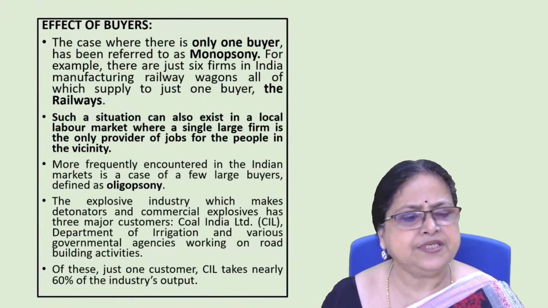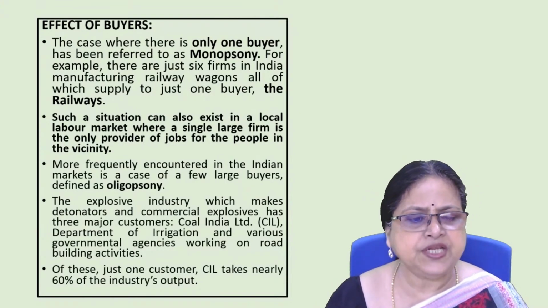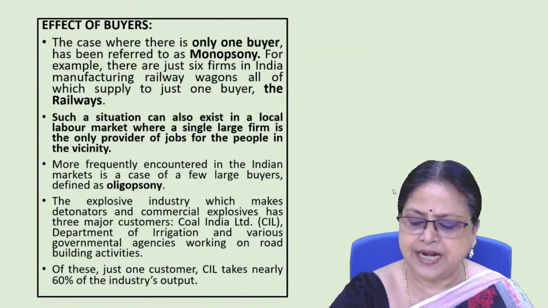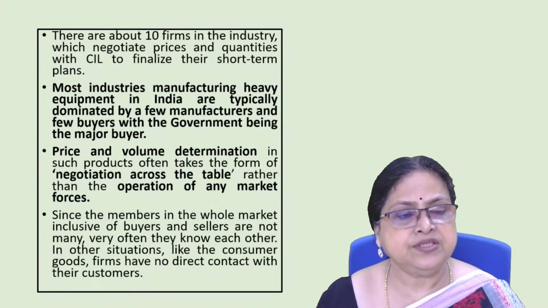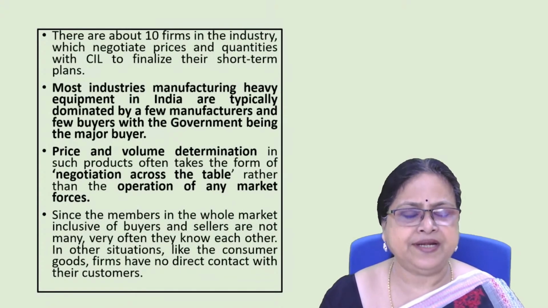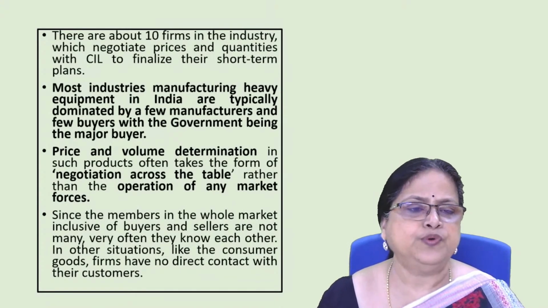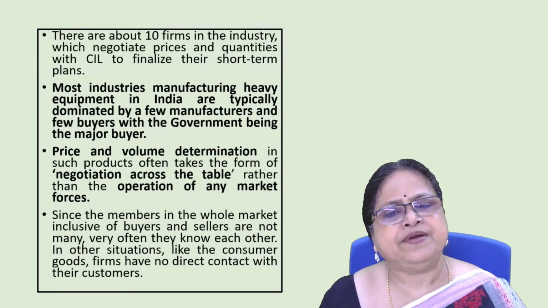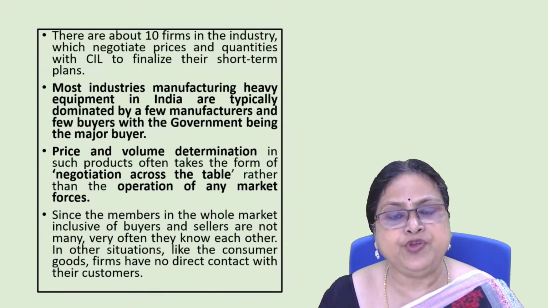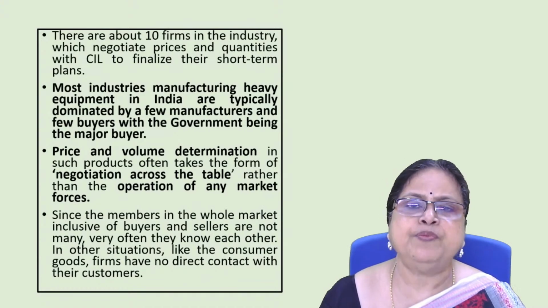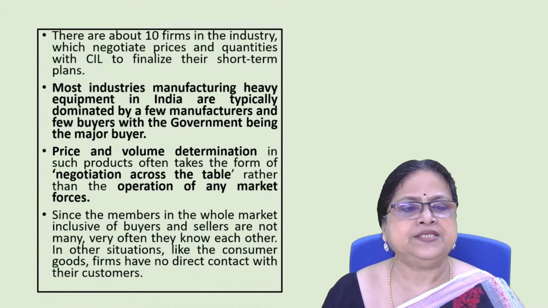Then there are examples in the books, like the explosive industry; you can go through the book and find out the examples. There are about 10 firms in the industry. That example, the CIL example, I have written here, but you can go through the book. Now, most industries manufacturing heavy equipment in India are typically dominated by a few manufacturers and few buyers, with the government being the major buyer.